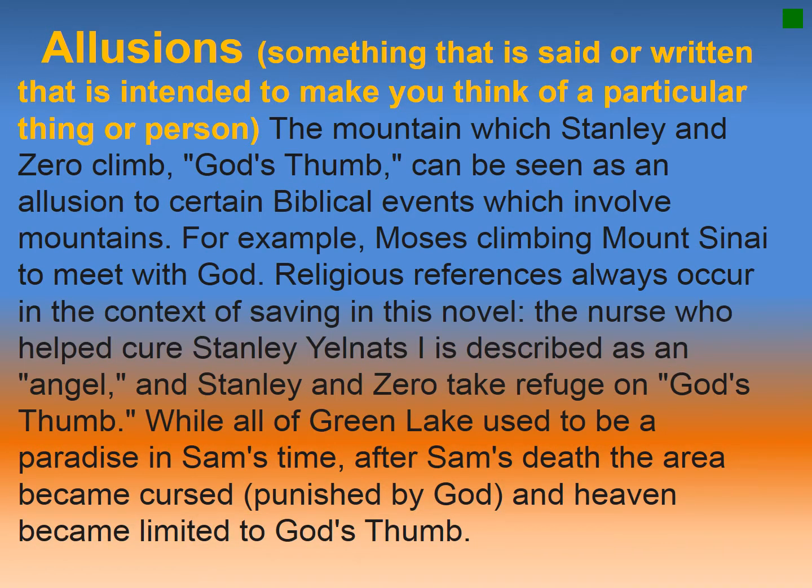Allusions: something that is said or written that is intended to make you think of a particular thing or a person. The mountain which Stanley and Zero climb, God's thumb, can be seen as an allusion to certain biblical events which involve mountains. For example, Moses climbing Mount Sinai to meet with God. Religious references always occur in the context of saving in this novel. The nurse who helped cure Stanley Yelnats I is described as an angel, and Stanley and Zero take refuge on God's thumb. While all of Camp Green Lake used to be a paradise in Sam's time, after Sam's death, the area became cursed, punished by God, and heaven became limited to God's thumb.